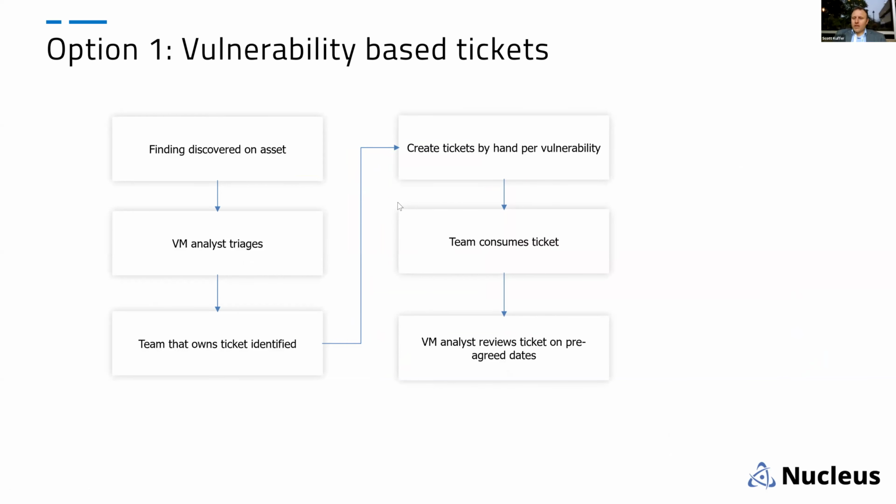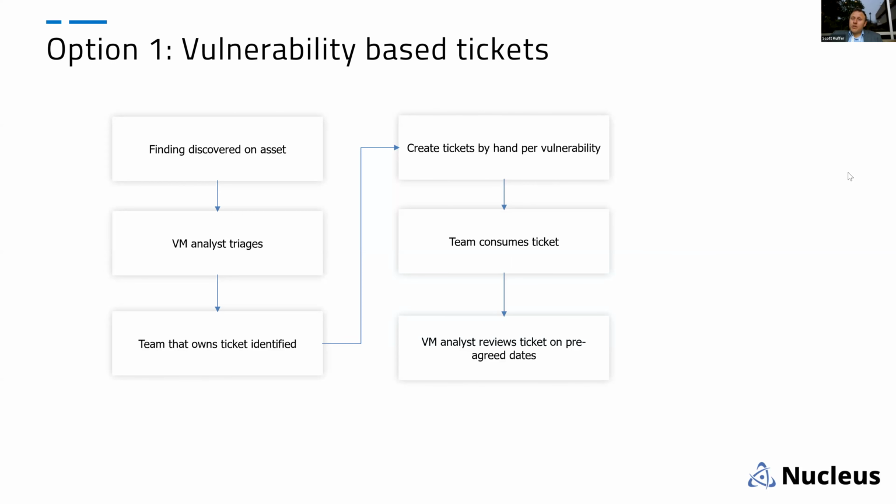So what we just looked at is what I call vulnerability-based tickets. This would be the first step, right? This is that example we just looked at. What happens is a finding gets discovered on an asset, and a VM analyst triages it. You have to identify the team that owns the ticket. You have to create the tickets by hand for each vulnerability. The team consumes the ticket, and then a VM analyst re-reviews it, right? So that's your basic workflow for a vulnerability-based ticket.